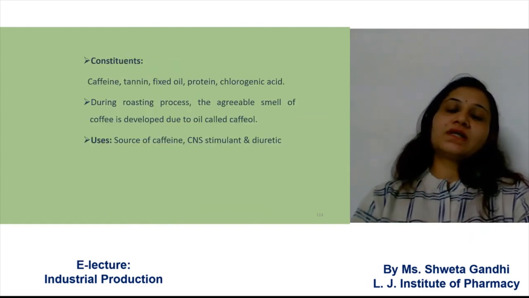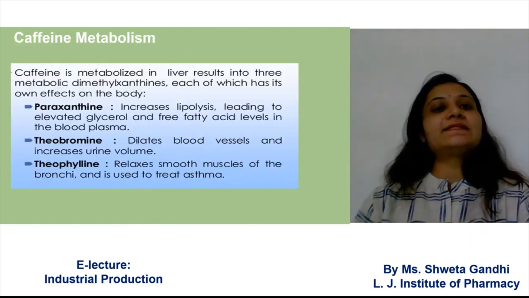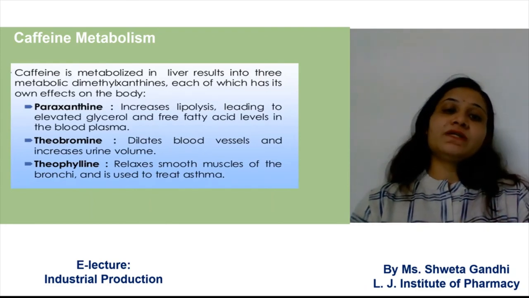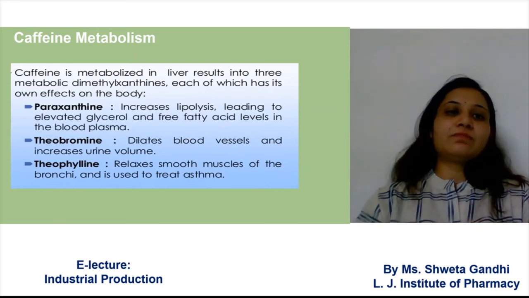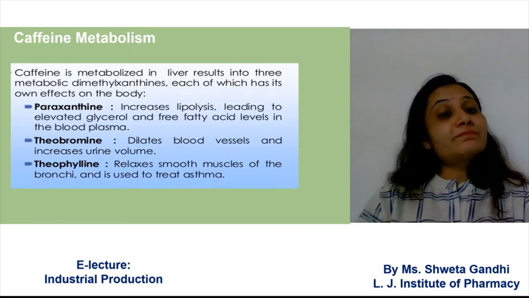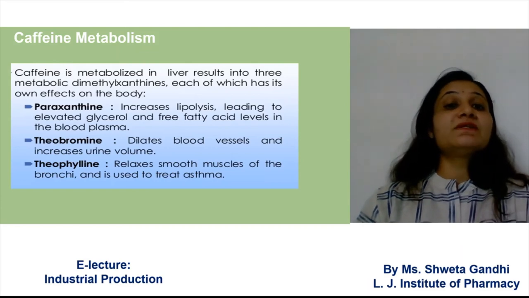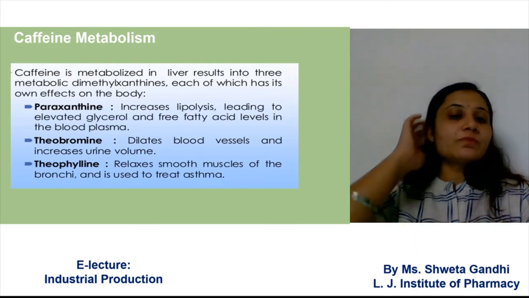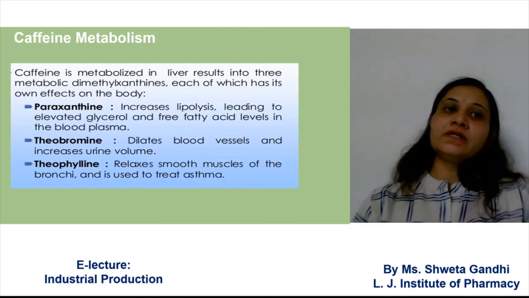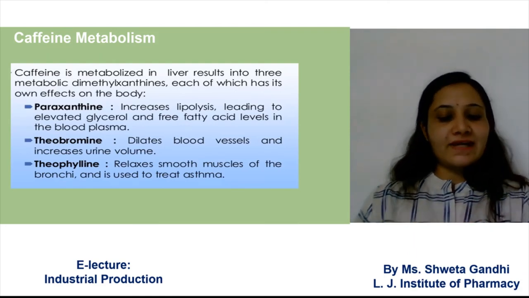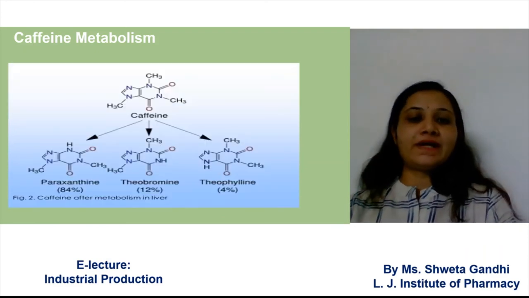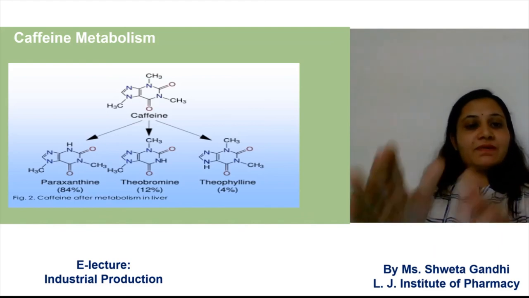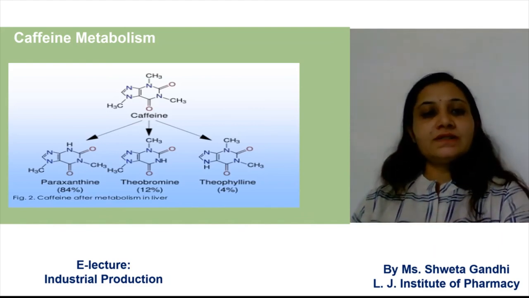The different constituents are the fixed oil, proteins, and tannins. Caffeine metabolism is more important. Paraxanthine, theobromine, and theophylline are the three metabolic products of caffeine. Paraxanthine increases lipolysis, meaning it elevates the level of glycerol and free fatty acids. Theobromine dilates the blood vessels and increases urine volume. And theophylline relaxes the smooth muscle of the bronchi, and due to this, it is helpful in treating asthma. This is the metabolism: paraxanthine, theobromine, and theophylline.